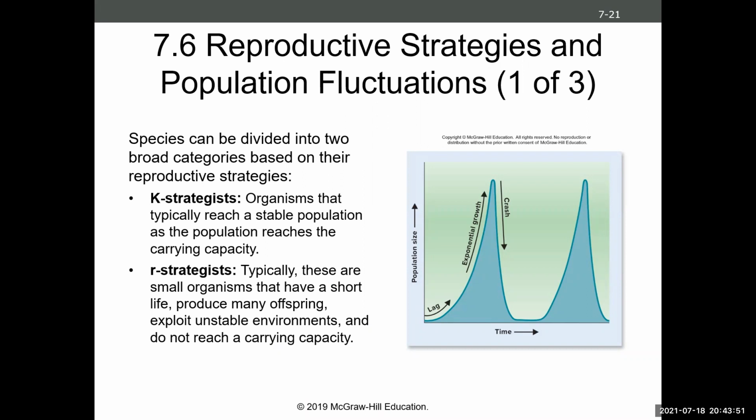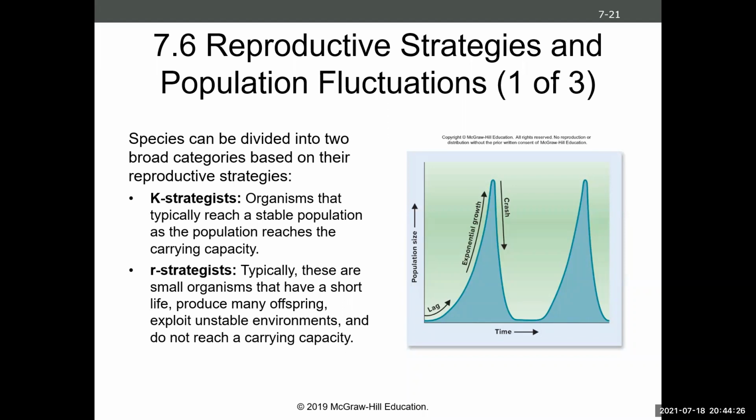What I should first say is that these are extremes of reproductive strategies, and typically species will fall in between these, with maybe a couple K strategist characteristics and maybe one or two r strategist ones, and vice versa. But we typically divide species between these two reproductive strategies. A K strategist is an organism that reaches a stable population once it reaches carrying capacity.